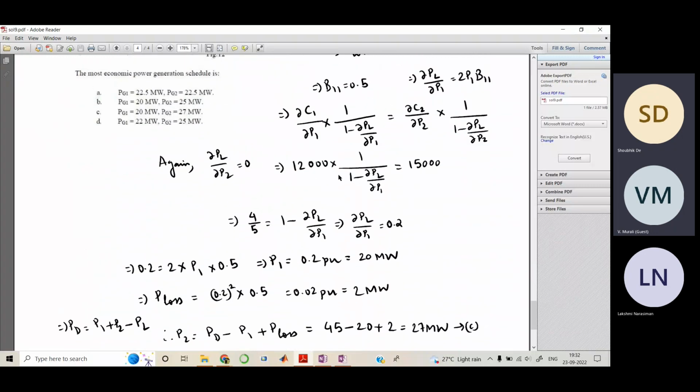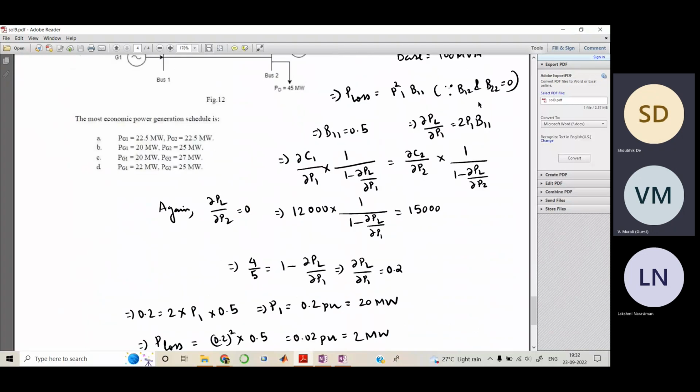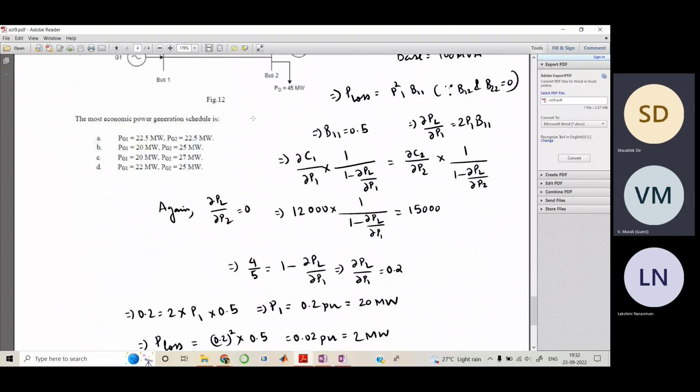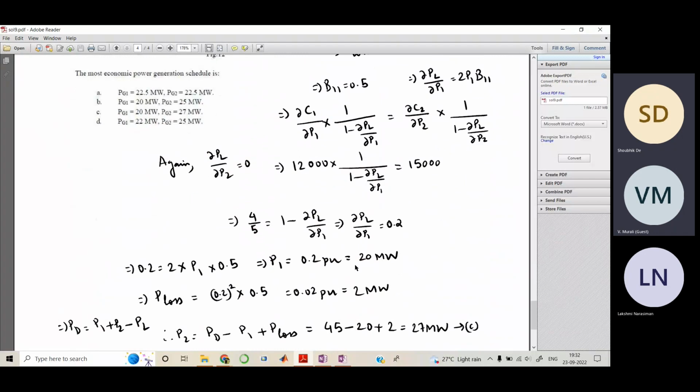Okay, so now from here we get our del PL del P1 to be 0.2, right? Now we knew this equation again. Now when we substitute this back, we calculate the P1, right, which is 0.2. Now our base is 100, so we multiply by 100, it comes out to be 20 megawatt. Hence our loss is what? 2 megawatt.